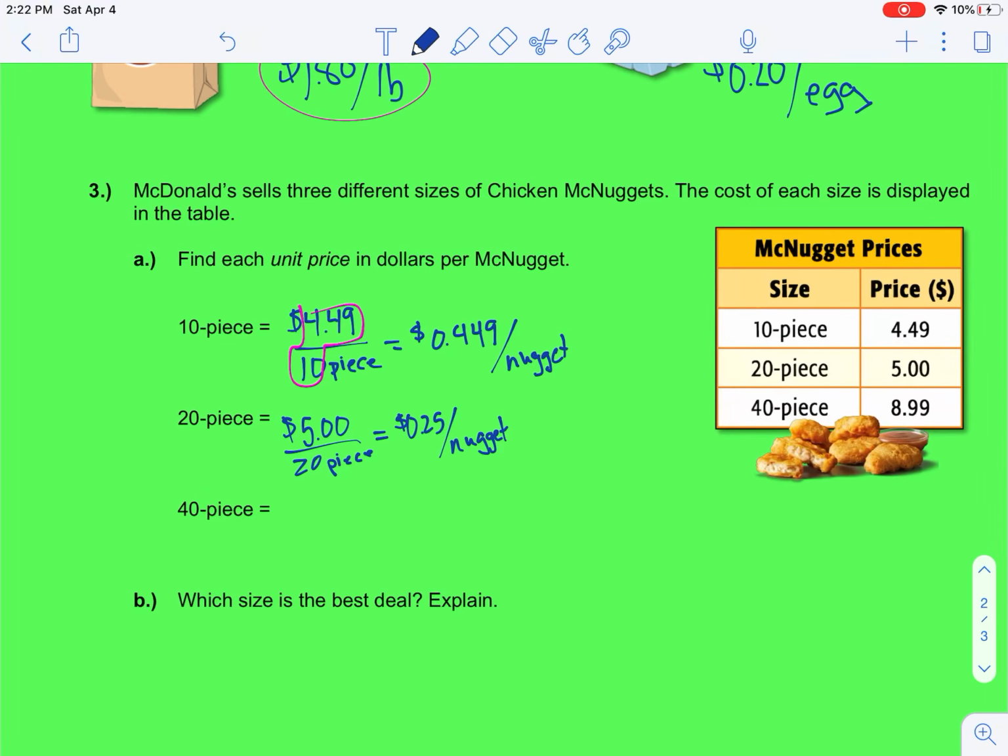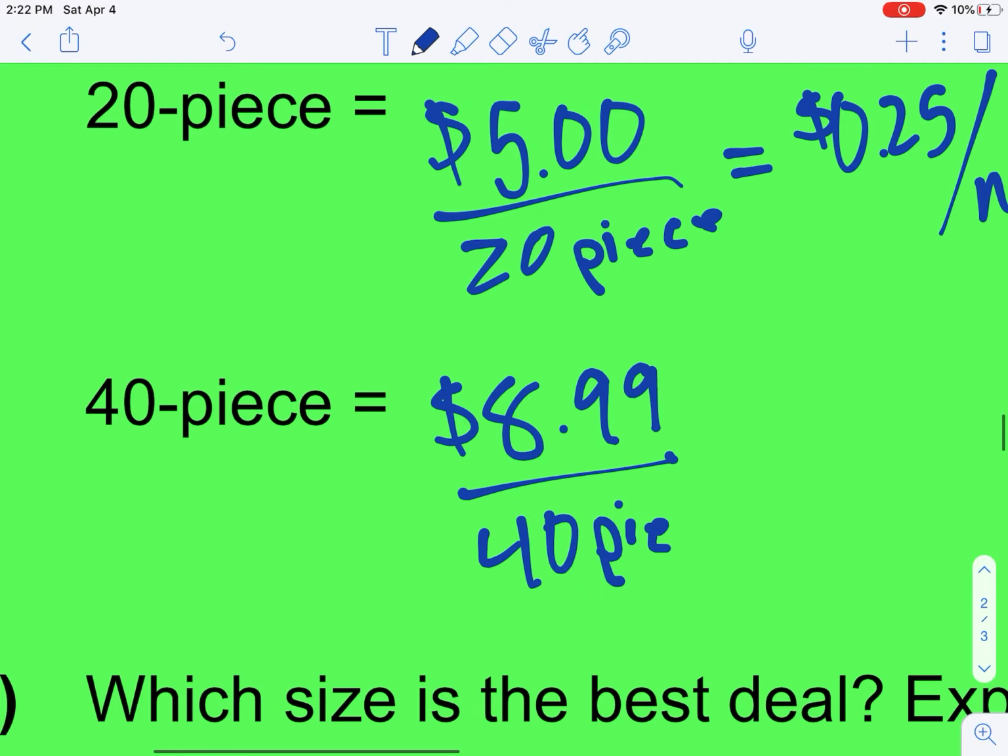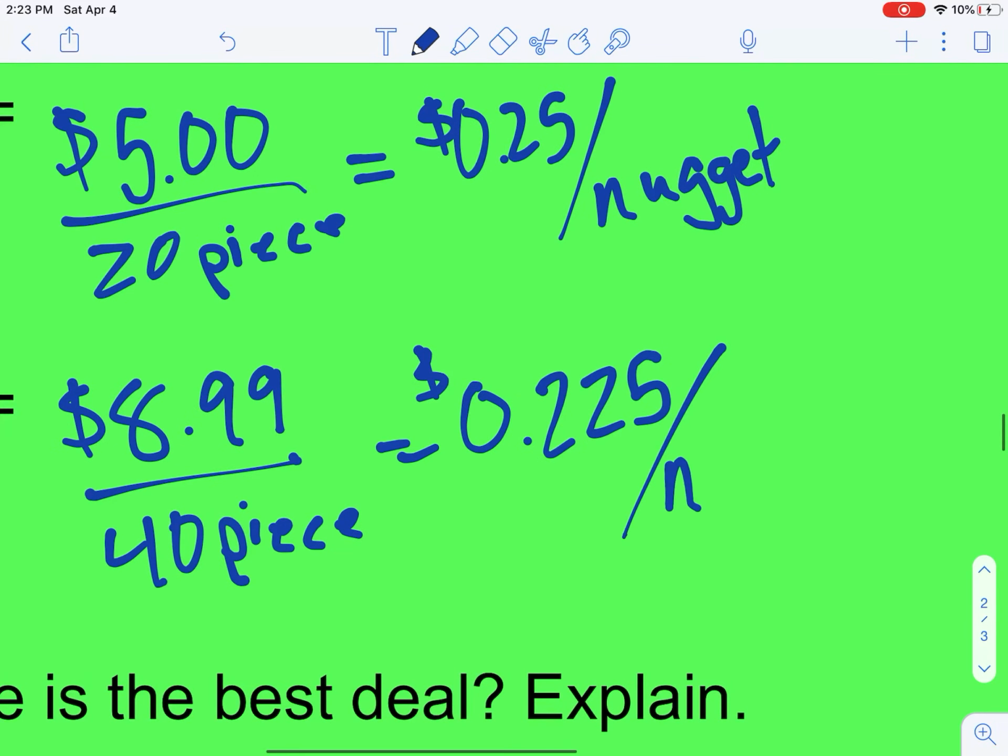Okay. All right, let's take a look at the 40-piece. So the 40-piece is $8.99. So for the 40-piece, I get $8.99. This one's 40 pieces. So I'm going to do $8.99 divided by 40. And I get roughly, it's about 22 cents. I'm going to round it to that per nugget.